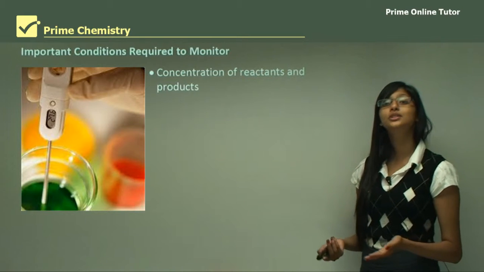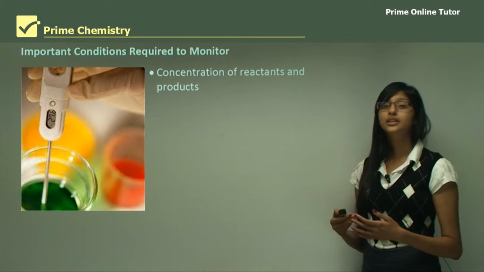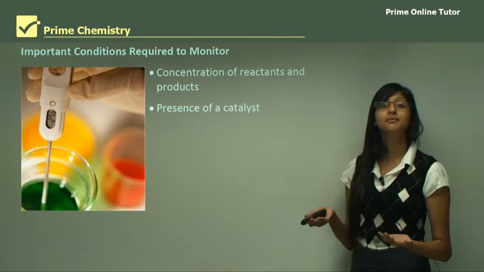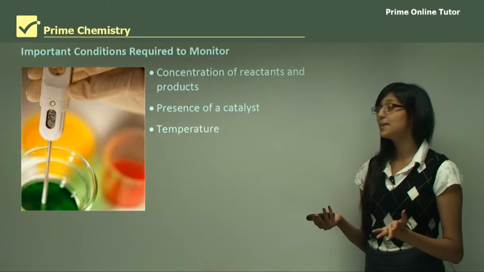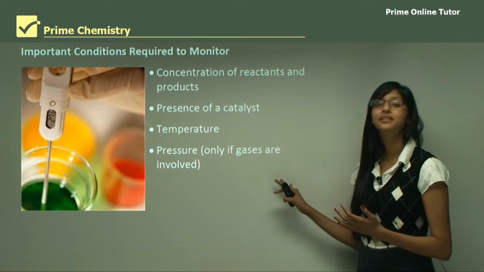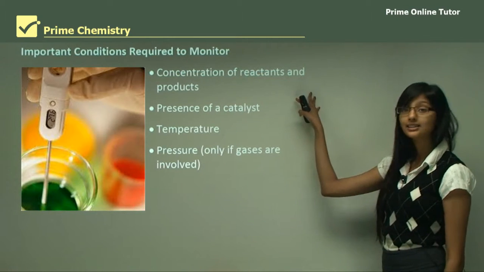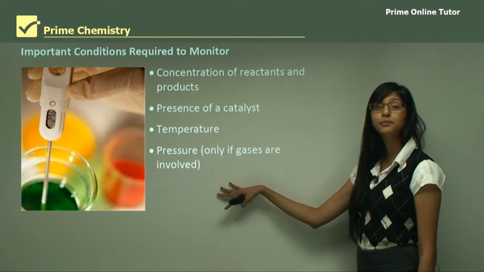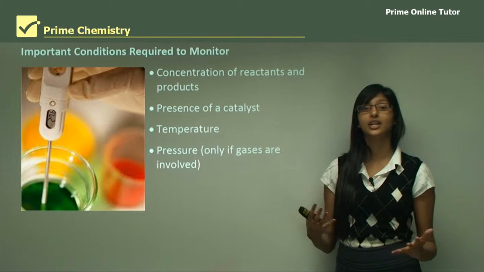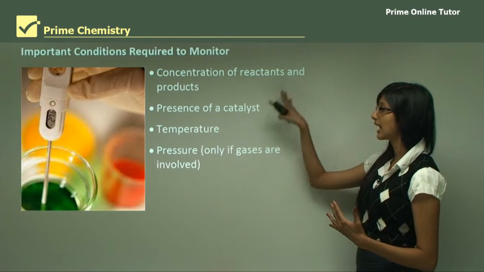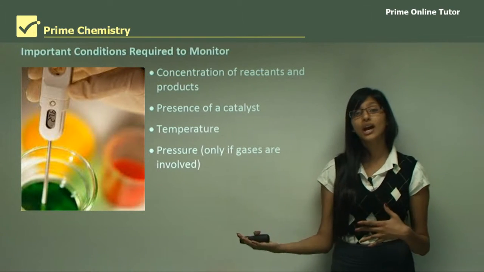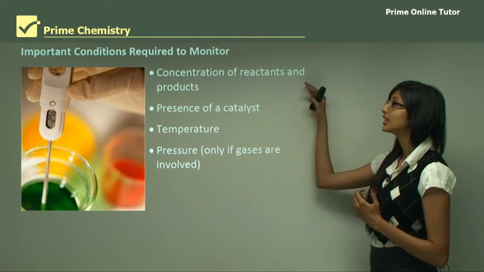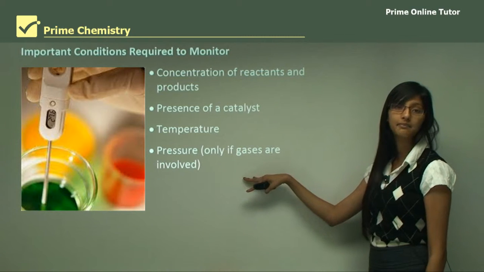So what conditions do we need to look at? We need to look at the concentration of reactants and products, the presence of a catalyst, the temperature, and the pressure only if gases are involved. Now, why is that? Because the concentration of reactants and products, the temperature, and the pressure will disturb the state of equilibrium. So if we change any one of these, the forward reaction or the backward reaction would be favored. So we need to ensure that these are at the right amount.